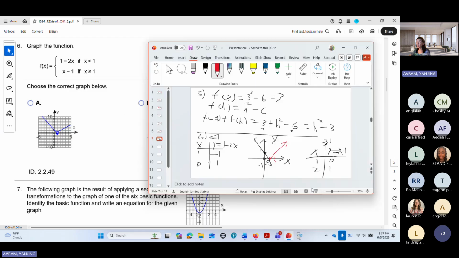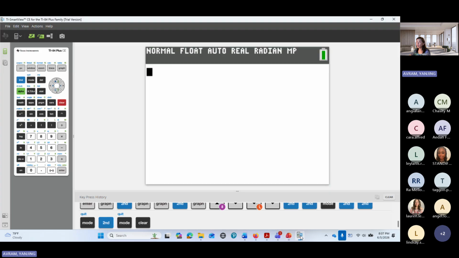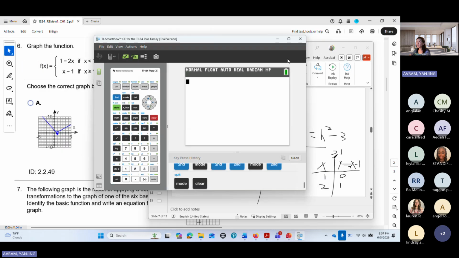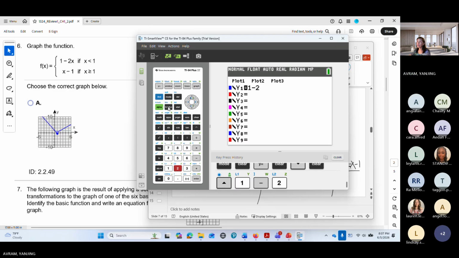All right. I think graphing by hand is pretty straightforward, right? You only need 2 points. But if you really don't want to do that by hand, you can also do that in a calculator. Okay, so I'm showing you how to do it in a calculator. We're gonna clear everything in here. And then we're gonna use the first one, 1 minus 2x.